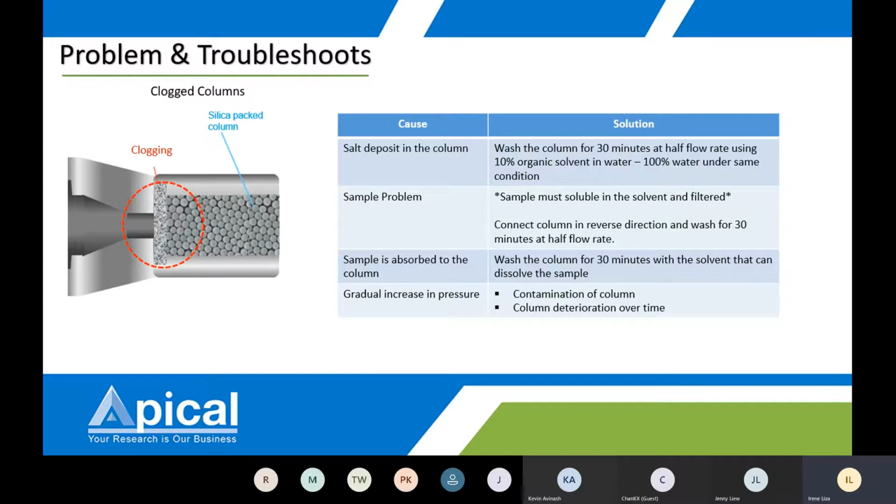this particular sample. So if there is a gradual increase in pressure, it can be due to contamination of the column or column deterioration over time. So perhaps it's about time for you to replace the column.